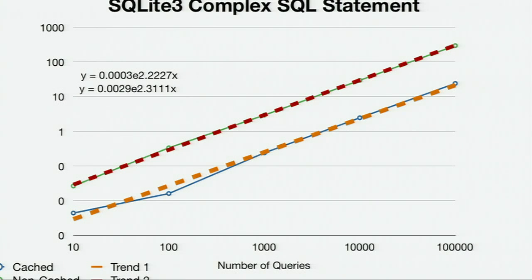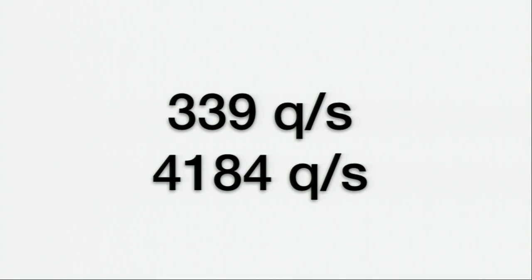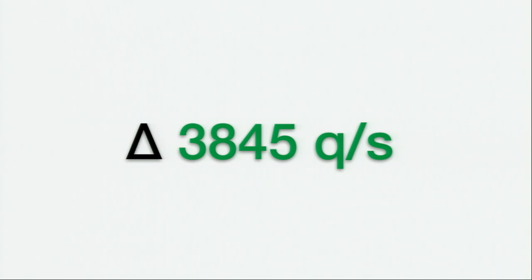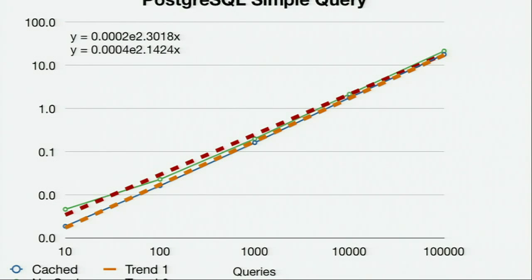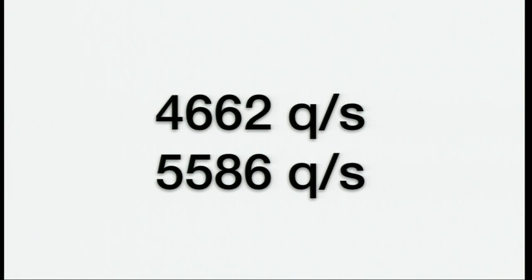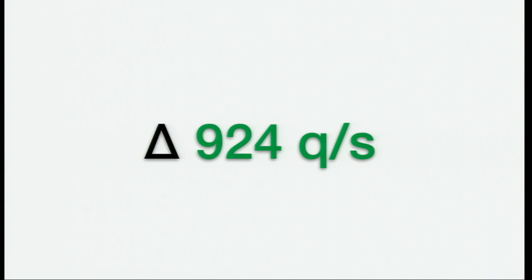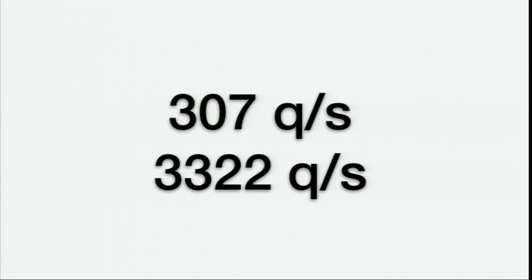Now, if we try a more complex SQL statement, we're still getting linear performance, but you can see a much larger delta between the two. We went from 339 queries per second up to a little over 4,000. So very good improvements as far as SQLite is concerned. PostgreSQL, still linear performance. Thank God I didn't screw anything up. We improved from 4,600 up to 5,500 queries per second. So I'm very happy with those results. And as we increase the complexity of statements on Postgres, we get even better performance. So this makes me happy.